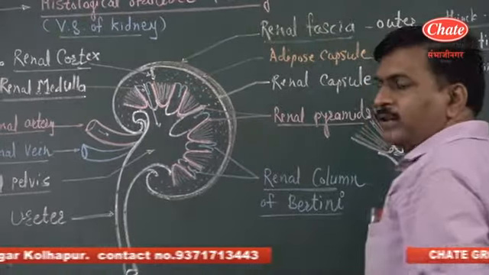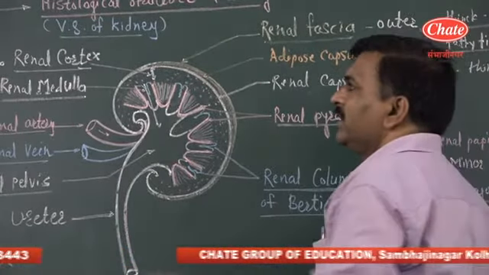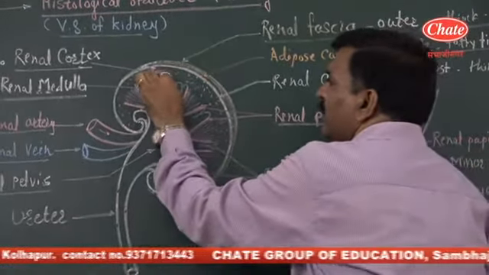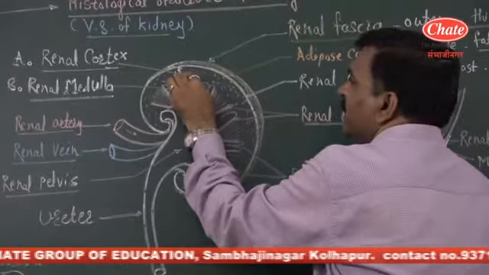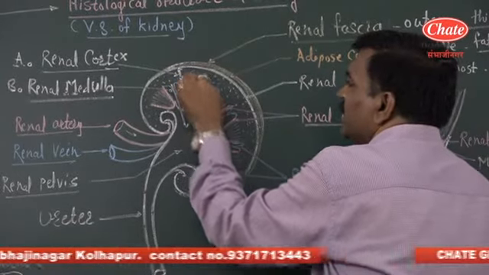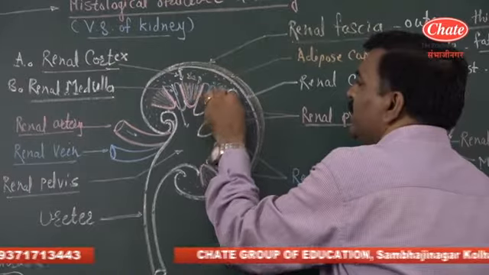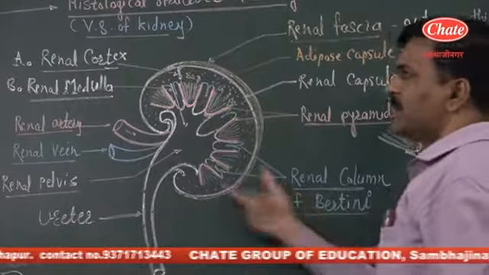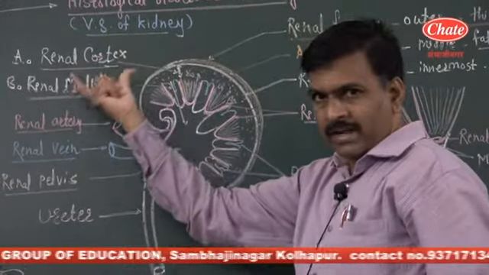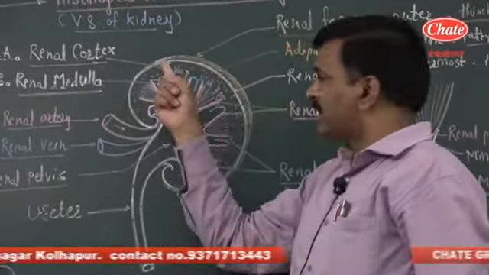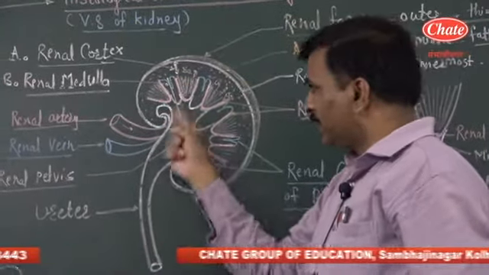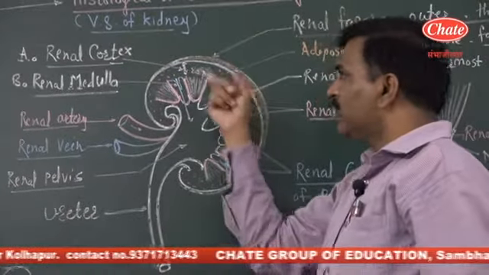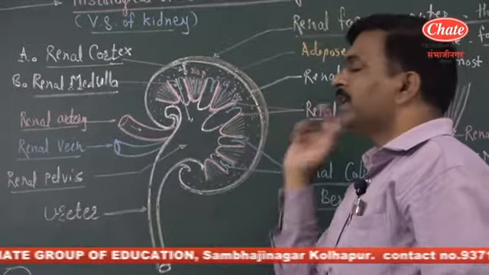When we differentiate the renal cortex, it is granular in appearance and red in color. Red in color due to the presence of blood capillaries, while granular in appearance because it consists of the Malpighian bodies of the nephrons. So the renal cortex is red in color and granular in appearance, red due to blood capillaries, while granular due to the presence of Malpighian bodies or Malpighian corpuscles in the renal cortex.